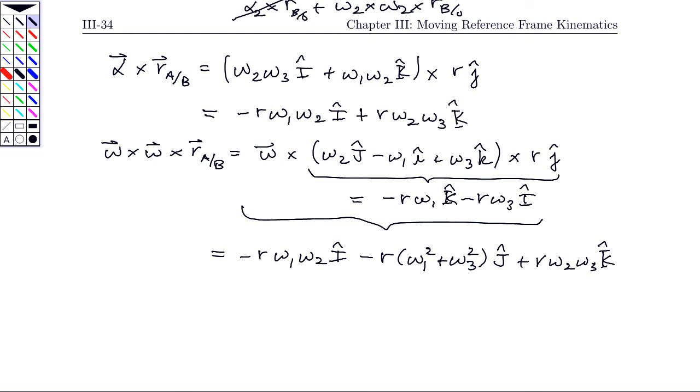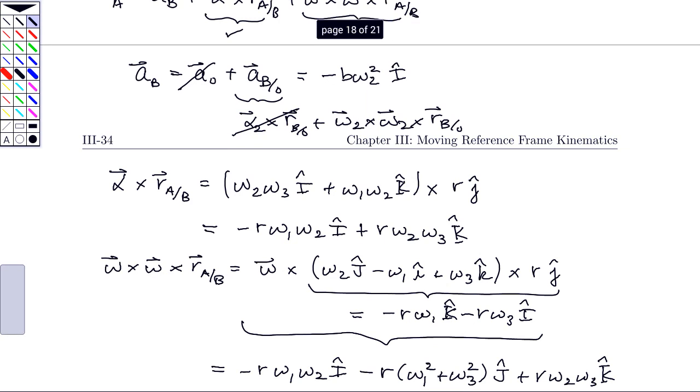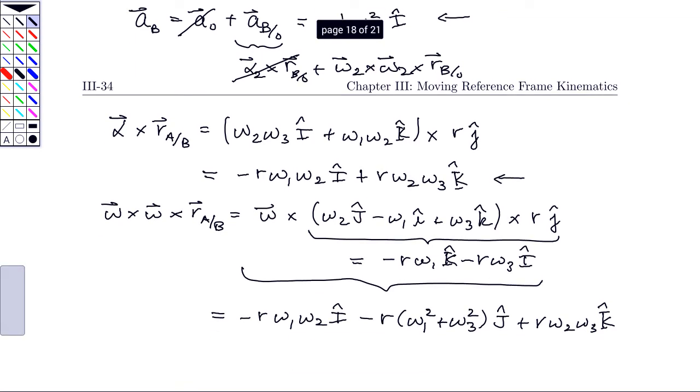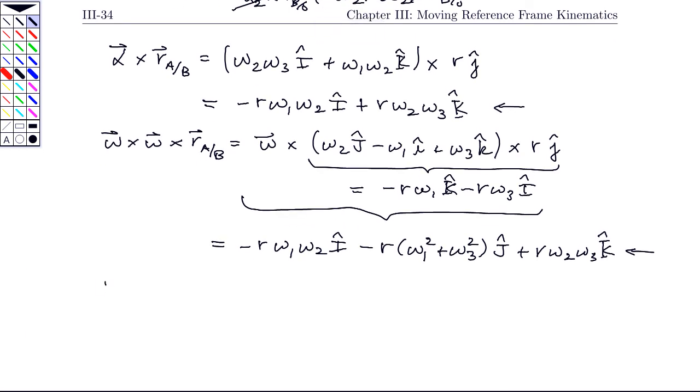So once we collect all these terms together, that would be the term from this part of the equation, the term from the alpha cross r terms, and then the term down here from the omega cross r term. Let's collect those all together. And the acceleration of A then turns out to be minus b omega 2 squared in the i. That's the acceleration of B part. And then we have this collection of terms from the alpha cross r and the omega cross r. So let's go ahead and substitute those.